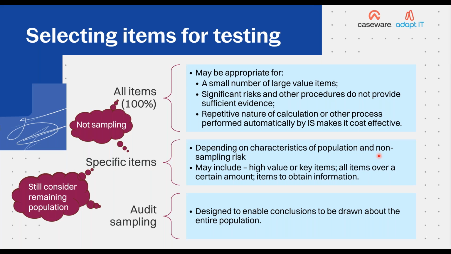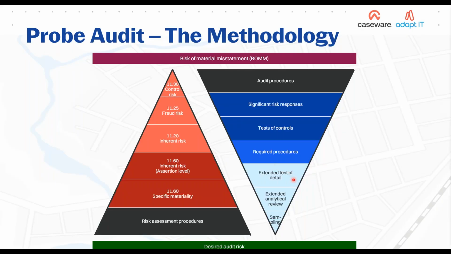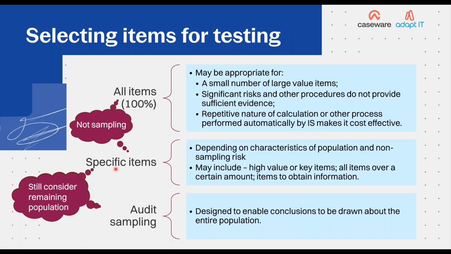So already in our methodology, we're saying we start by selecting the high value material items. Then we can also do extended test of detail and extended analytical review. Extended analytical review is substantive analytical review, where we create expectations. Extended test of detail in the probe methodology is still selecting specific items. So go back, specific items, and here we will select individually significant and unusual items.